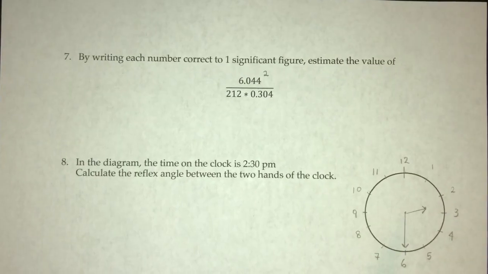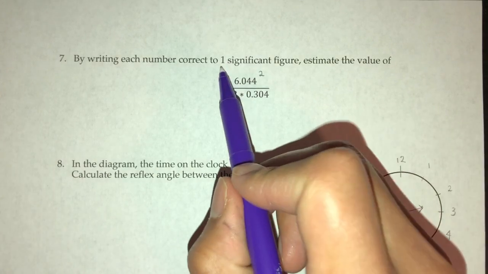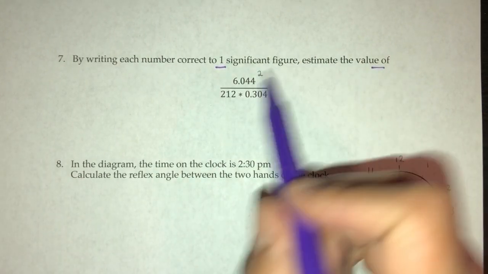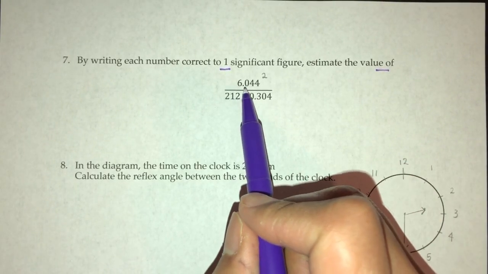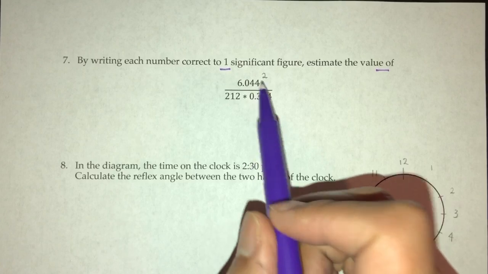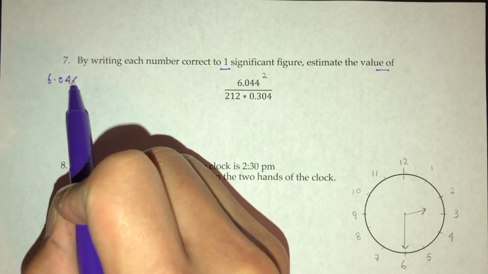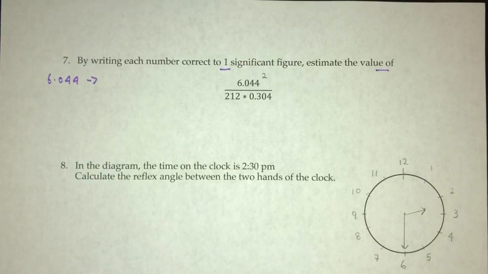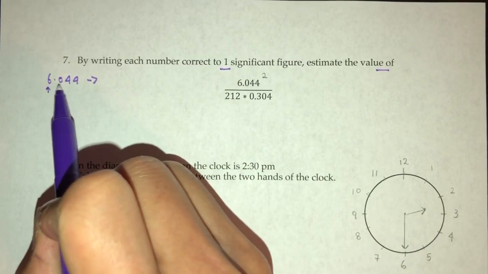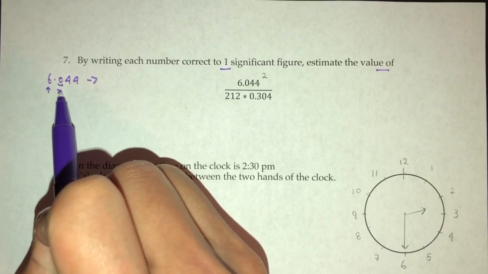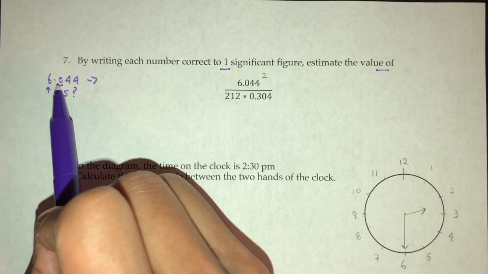Okay, let's move on to question number 7. By writing each number correct to 1 SF, estimate the value of this fraction. Let's do that one by one. On top we have 6.044 to the power 2. First we can ignore the power 2. You will have 6.044. Now we have to write this correct to 1 SF. We first leave the first number by itself and we ask ourselves if the next number is more than or equal to 5. No, it is not. So in that case we make everything else become 0.